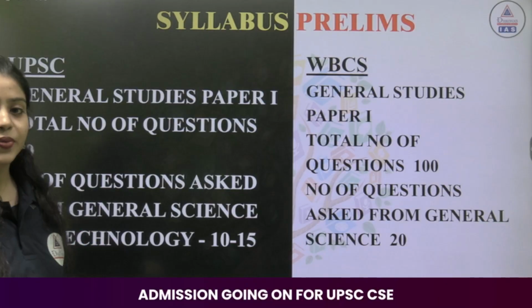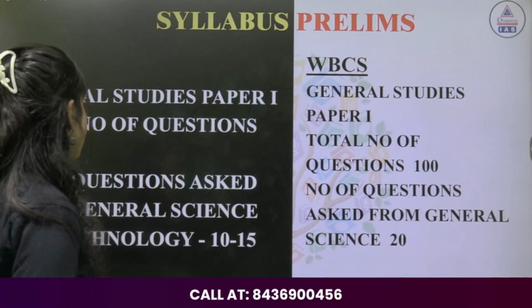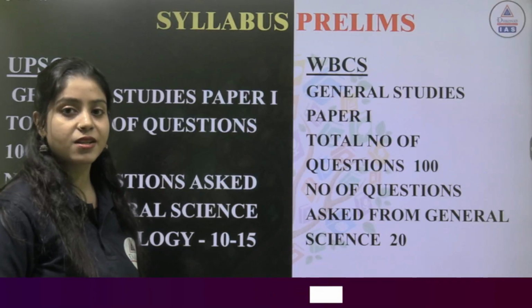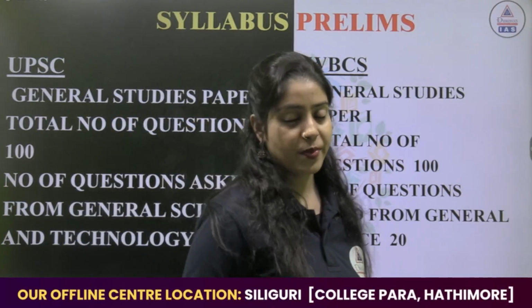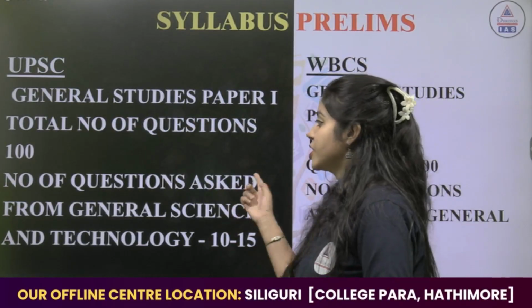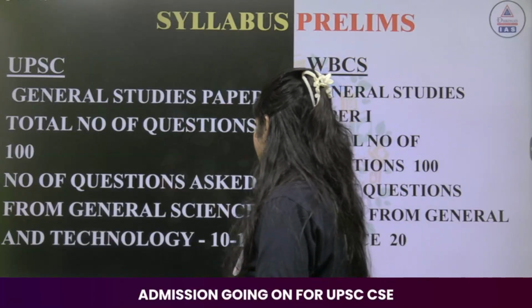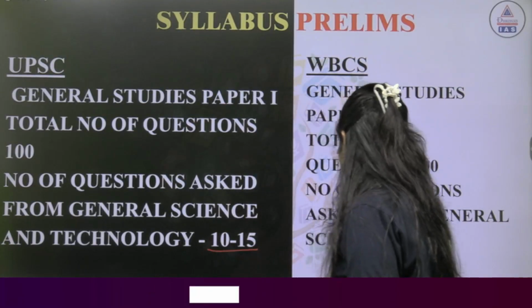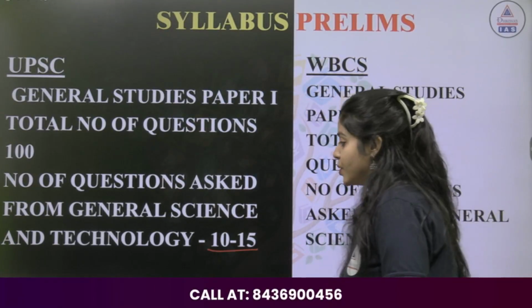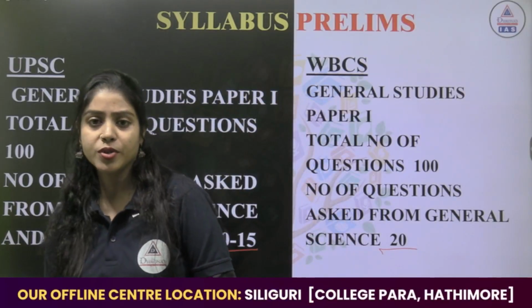This is the syllabus of prelims. As you can see in UPSC and WBCS, in General Studies Paper 1, the total number of questions is 100, and the questions asked from science and technology are on average 15 to 20. So for this segment, you need to learn the basic general science. That means the basic concepts of physics, chemistry, and biology.